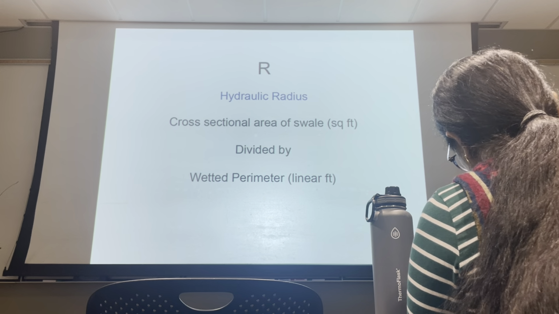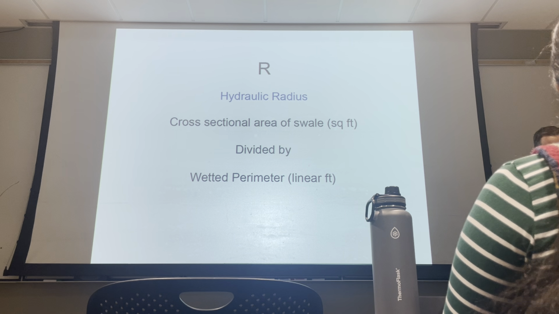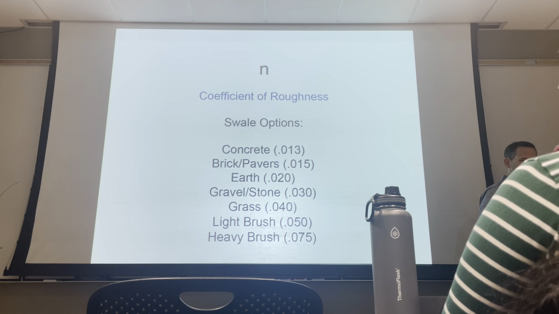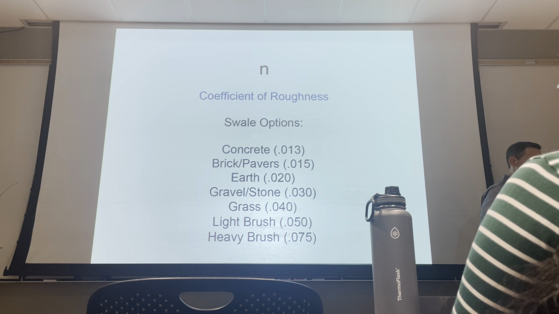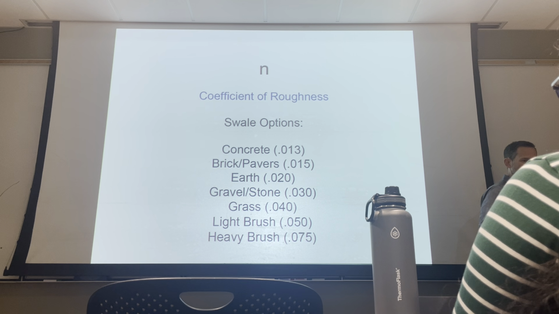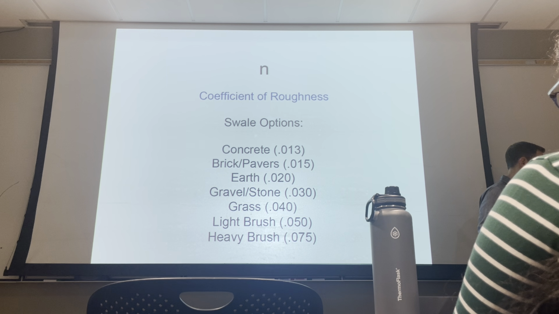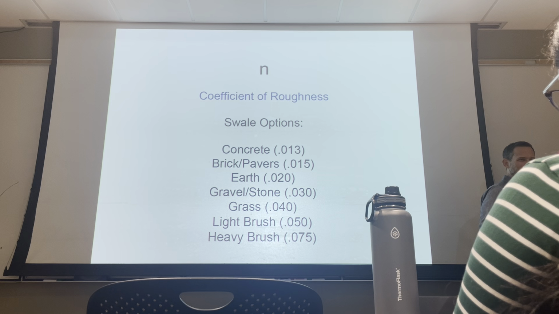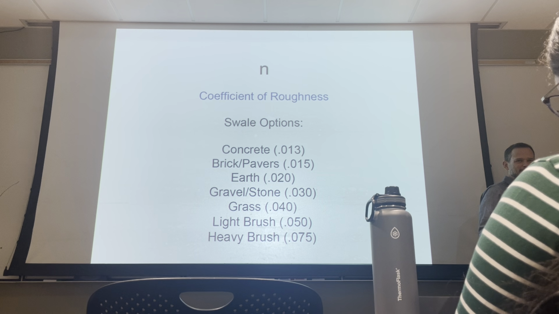Okay. The hydraulic radius is, do you want me to go back? No, it's okay. You sure? I can go back, it's fine. I can go back and look at it later. Just write it down. Grass. Or take a picture of it. Okay. The slides are on Canvas.